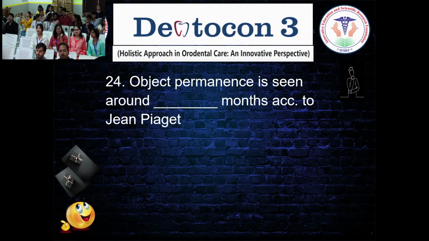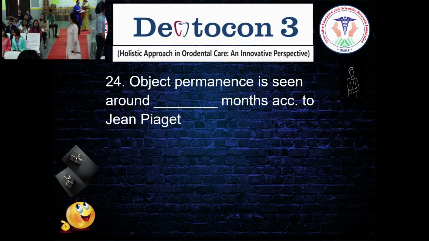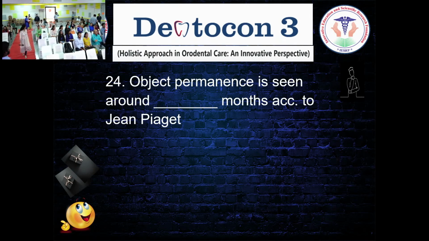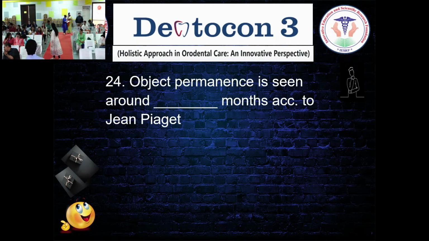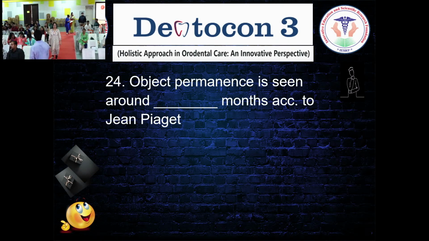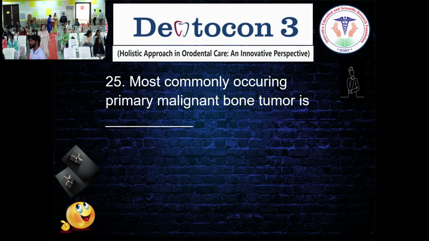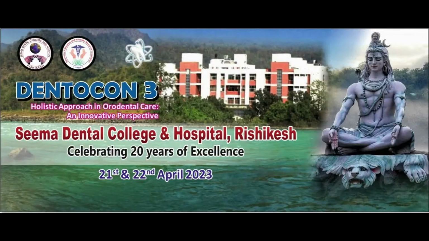Object permanence in a child is seen around how many months? Object permanence is seen around dash months according to Jean Piaget. Priyank Rathi knows all the questions and all the answers. Any answer? Object permanence. When does the child understand that an object is stationary? No? Okay. Next question.